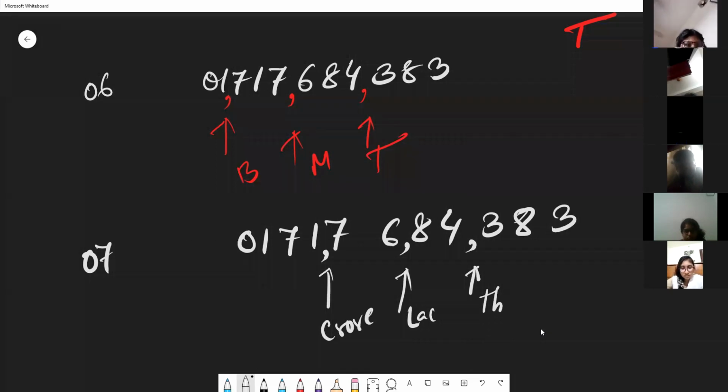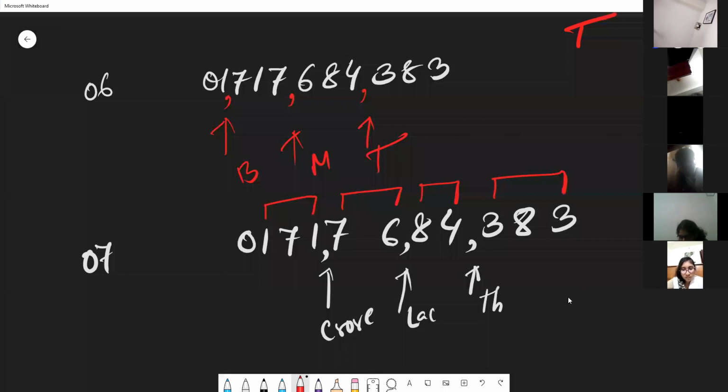So it's 171 crore, 76 lakh, 84,383. I am repeating again. It's 171. There is no digit in the first 0, so we can skip it. There are 171 crores, 76 lakh, 84,383. Is it okay now?